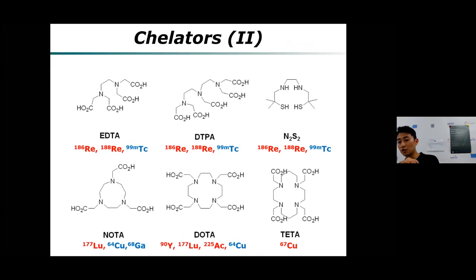In this case, if you want to use a radioisotope as a therapeutic radioisotope, you must choose the NOTA and DOTA system. But the difference of this kind of structure is the labeling condition. We thought that DOTA requires a more harsh condition for labeling, and NOTA is easy to label under really mild conditions. Nowadays, we commonly use NOTA to label this kind of radioisotopes.